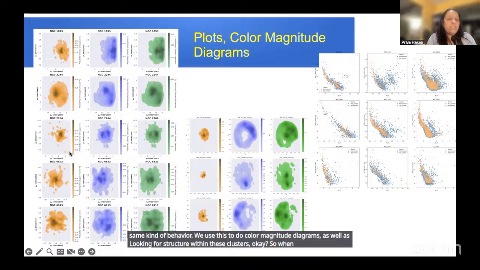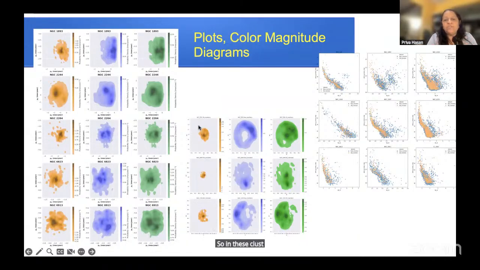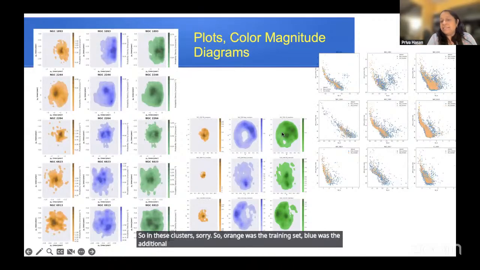So when we plotted in proper motions, etc., we looked for whether, for example, here I have 2 clumps. That means there are 2 kinds of motions happening over here, right? So we try to look for spatial structure as well as kinematic structure in these clusters. Orange was the training set, blue was the additional stars, and green is the combined one of the training set as well as that. So you can see that you have this other structure.